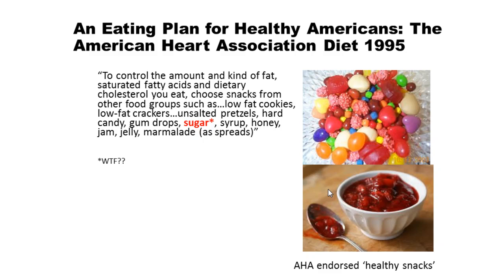And it got to the point in the 80s and 90s when this whole fat phobia came on, that you'd have things like the American Heart Association diet here, an eating plan for healthy Americans, 1995. So it says to control the amount and kind of fat, saturated fatty acids, and dietary cholesterol you eat, choose snacks from other food groups such as low-fat cookies, low-fat crackers. Like, these are good for you. That's what they're saying, right? Eat snacks like cookies, unsalted pretzels, hard candy, gumdrops, sugar.